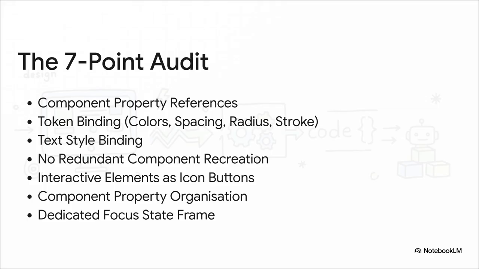This 7-point check is incredibly detailed. We're looking at everything from making sure all the token bindings are perfect, to checking that text styles are applied correctly, to making sure interactive elements are built right. I mean, it's a deep dive. Only the components that can pass this intense level of scrutiny actually make it into the final system.